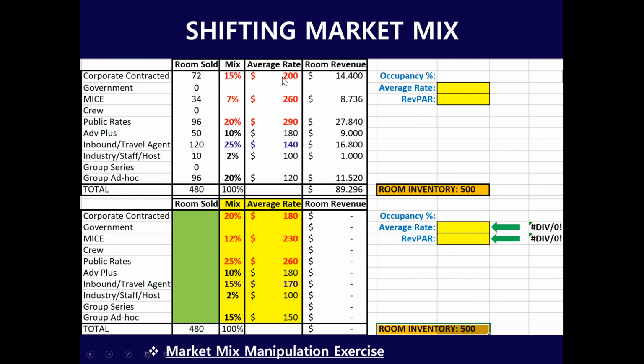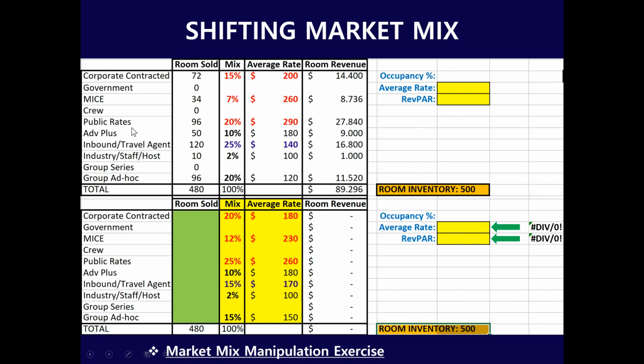Same for MICE. MICE at the moment is giving us a very good average rate, which is 260. But maybe it is one of the reasons why the market mix is only 7%. So by giving a much more attractive rate to our sales team, they might be able to increase MICE business. So we do not sell 260 anymore. We will sacrifice the rate from 260 to 230, and hopefully this strategy will give us better business on this particular market segment. So instead of 7% market mix, we should be able to increase it to 12%.